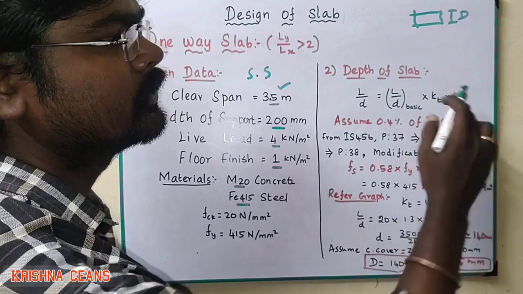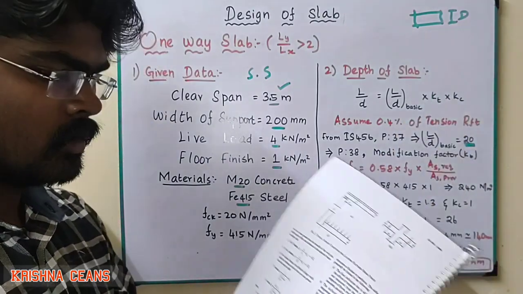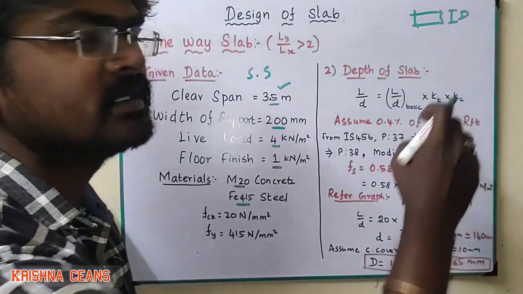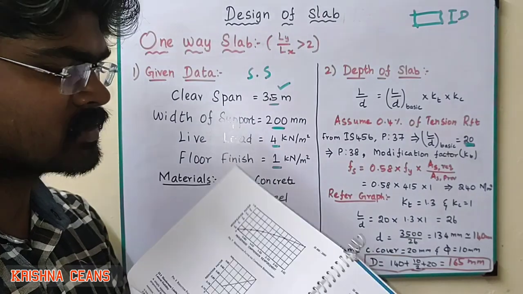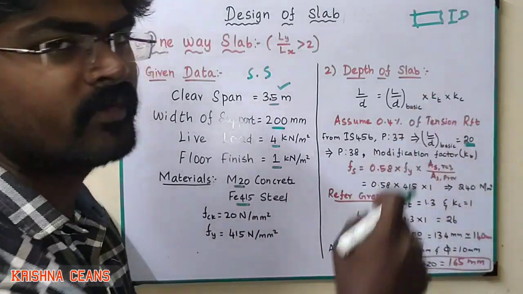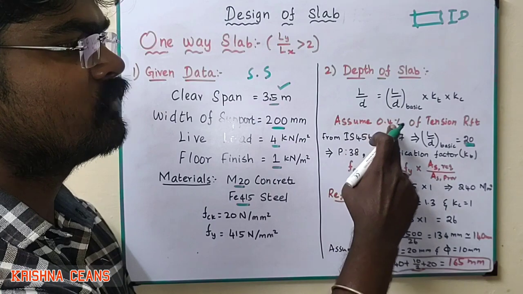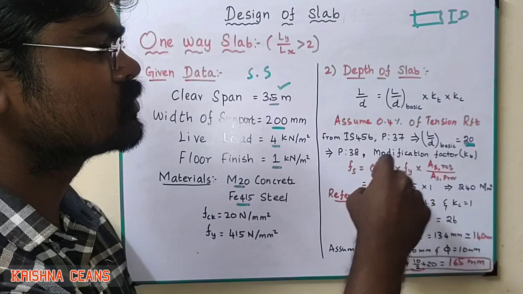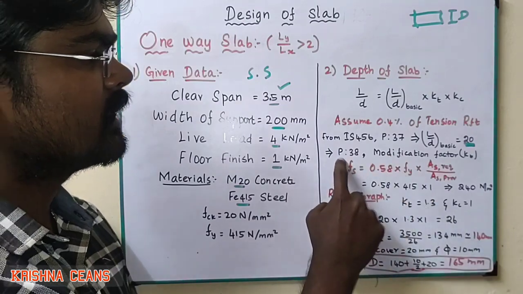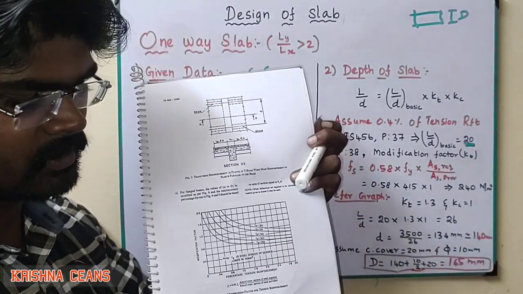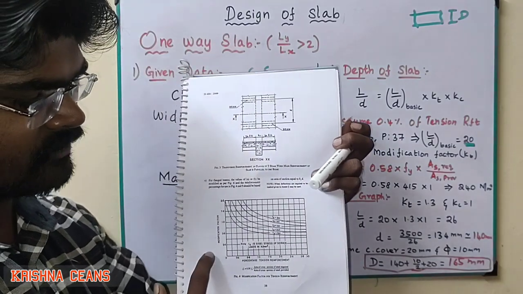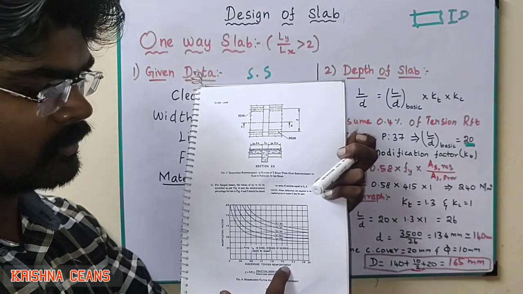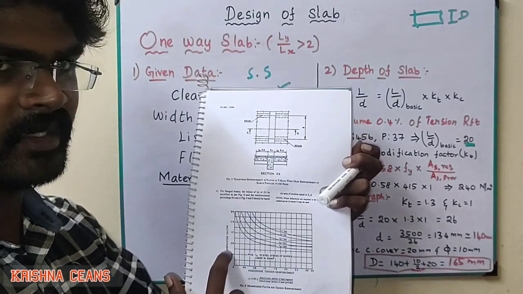Then kt into kc. kt is nothing but the tension reinforcement modification factor, and kc is the modification factor for compression reinforcement. Here we assume 0.4% of tension reinforcement. For that we have to refer to page number 38, this graph. In this graph, the x-axis gives the percentage of tension reinforcement and the y-axis gives the modification factor.